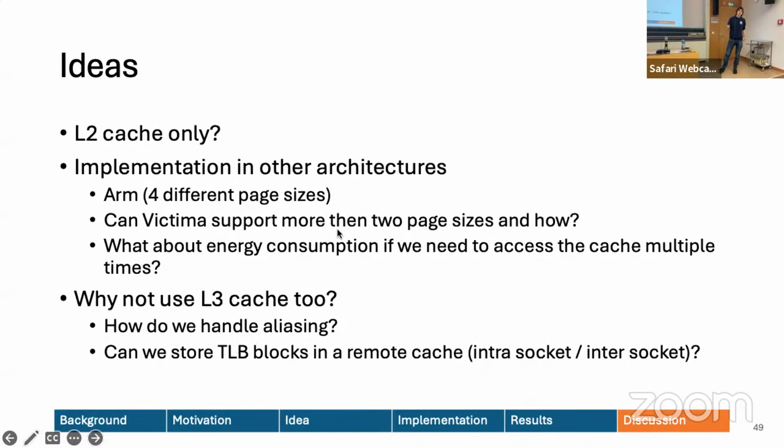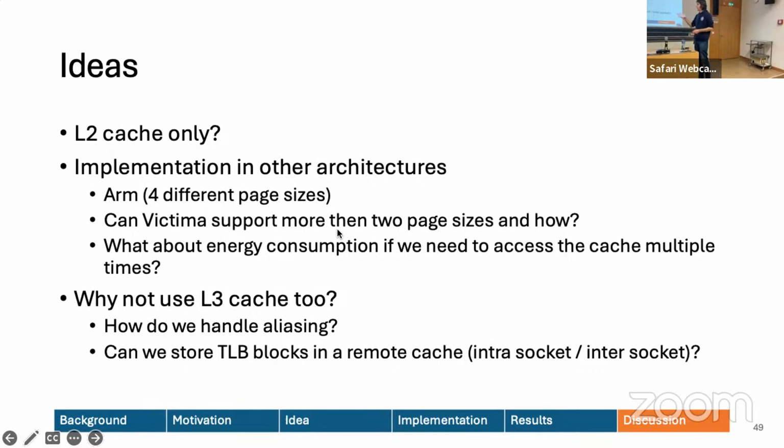And why are we just using L2 caches? We should do this in other places as well. Can we do it on ARM? ARM supports 4 different page sizes, but again, I'm not sure, I think the Apple Silicon doesn't. Anyway, can Victima support more than 2 page sizes like in the paper? And how would that work?